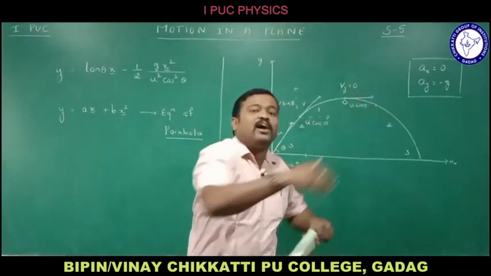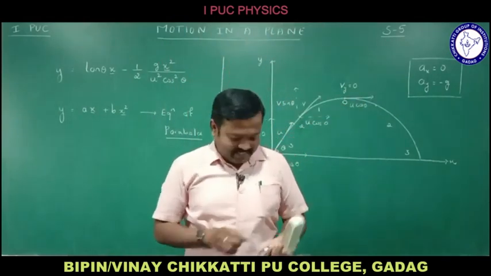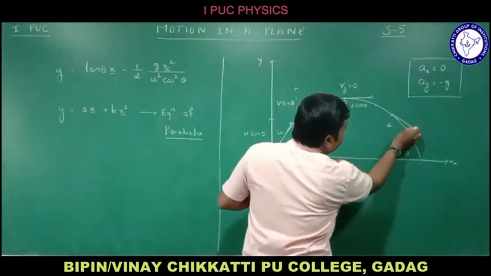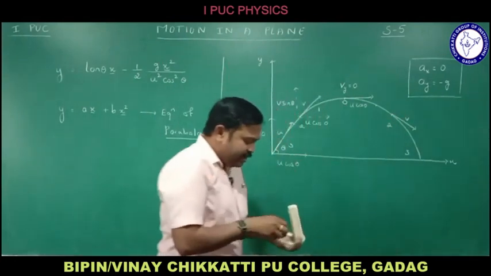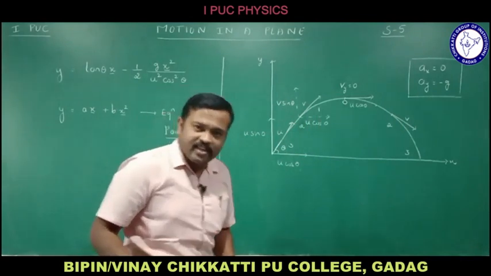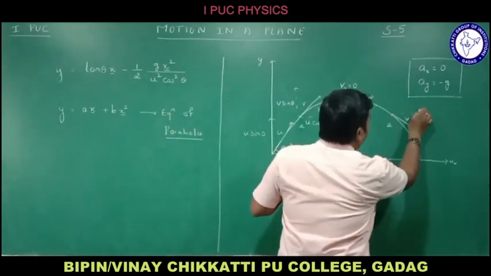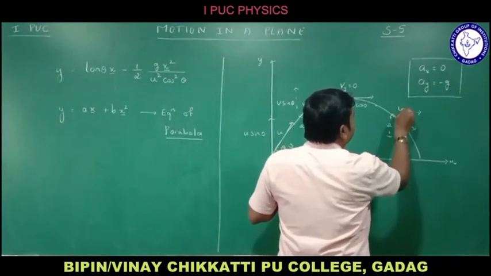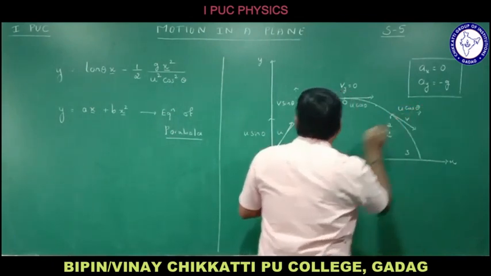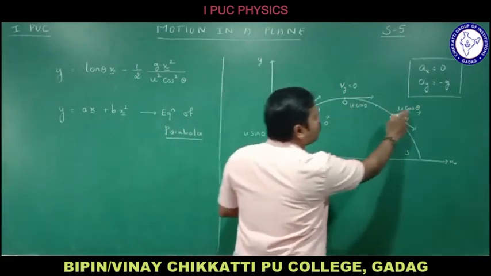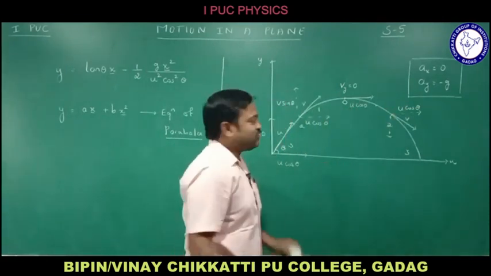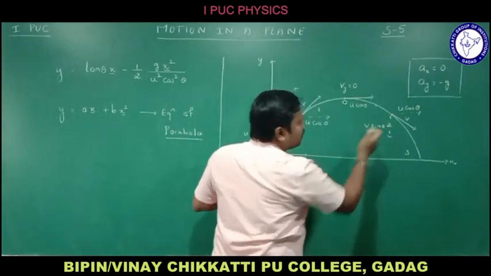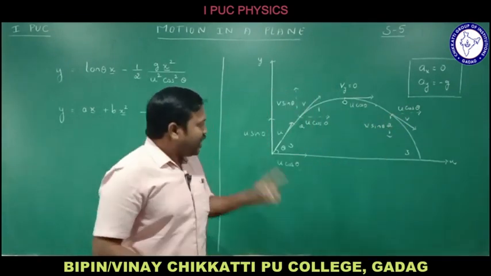And when it comes down, again it increases. For example, if I take exactly this position, what is the velocity? The velocity is in this direction. Shall I split it along the x-axis and y-axis? Yes. Along the x-axis, this velocity will not change. It is u cos theta. This velocity along the y-axis will change. How much will it be? V sin theta, if the velocity is v. Do you understand?